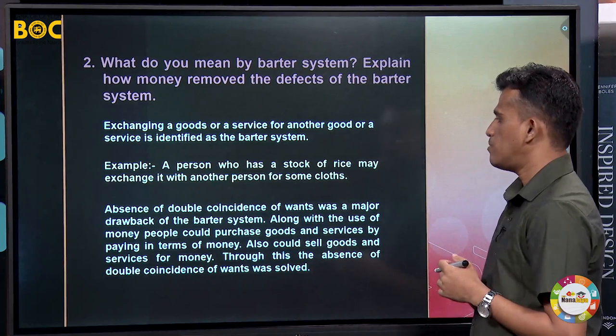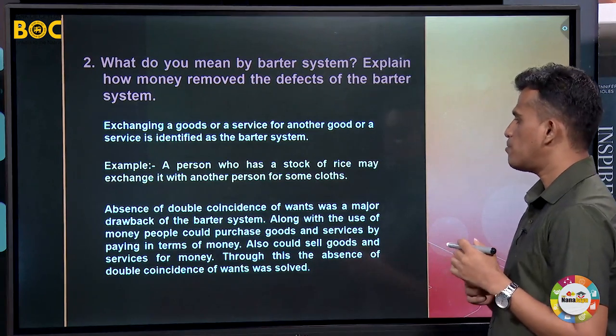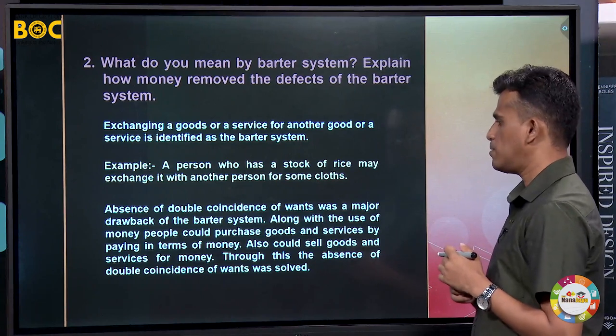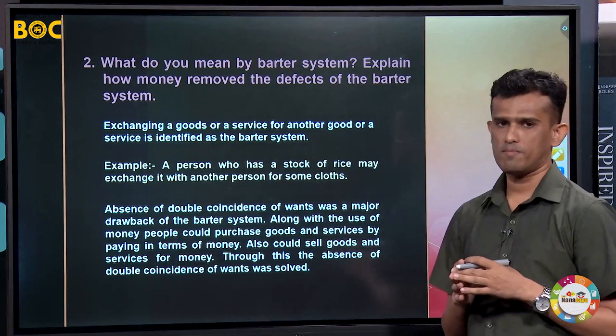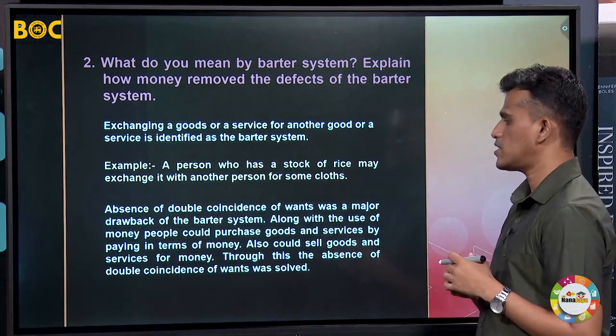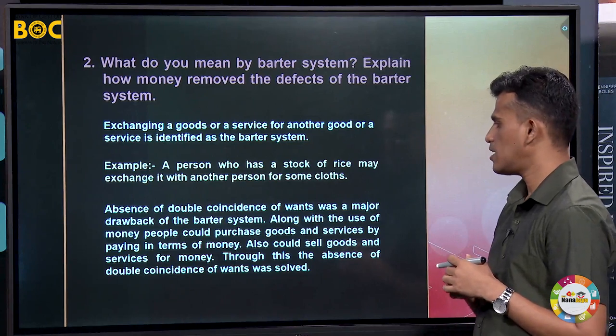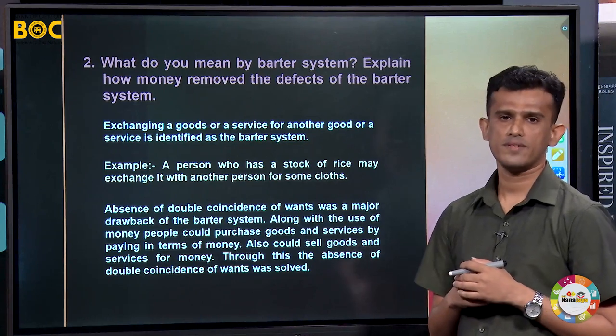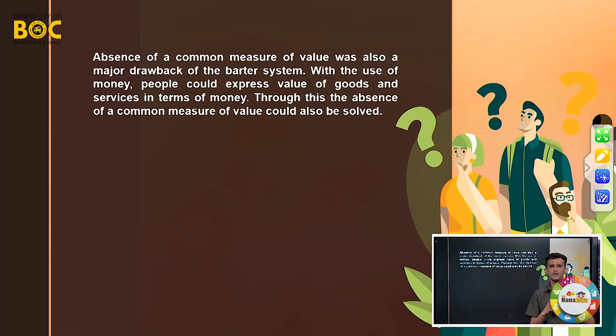So see, absence of double coincidence of wants was a major drawback of the barter system. Along with the use of money, people could purchase goods and services by paying in terms of money. Also, they could sell goods and services for money. Through this, the absence of double coincidence of wants was solved. Right? So we identified one major drawback of the barter system and explained how it is solved through the use of money. And then absence of a common measure of value was also a major drawback of the barter system. With the use of money, people could express the value of goods and services in terms of money. Through this, the absence of a common measure of value could also be solved.